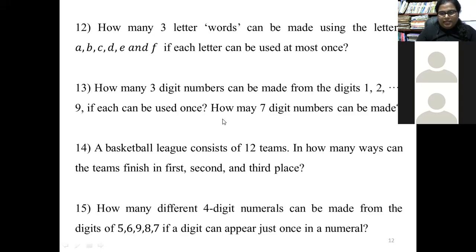Let me explain again. Here we have 12. This is our 14th question. Here we have 12 basketball teams. We take it like from 12 schools.